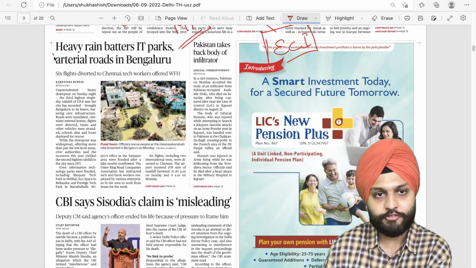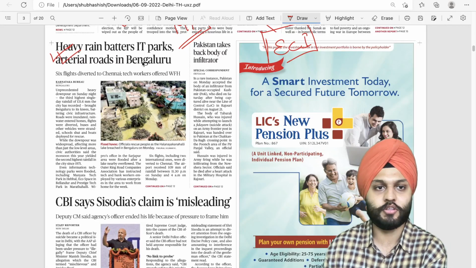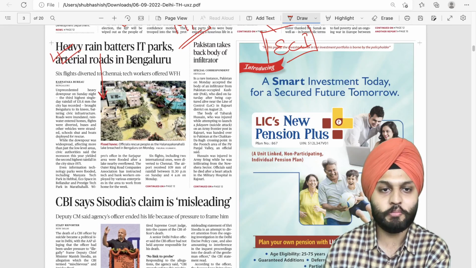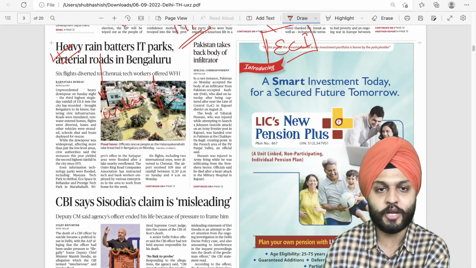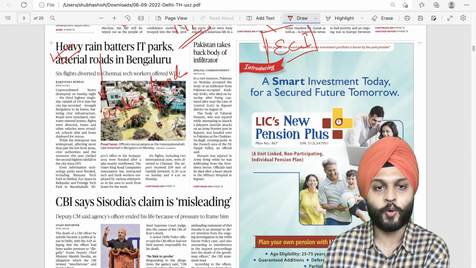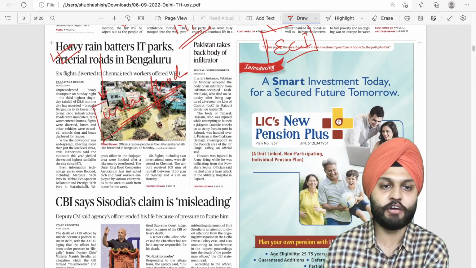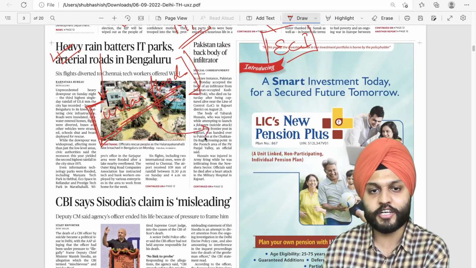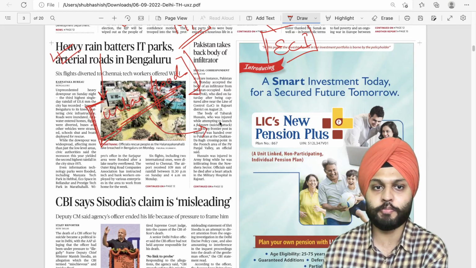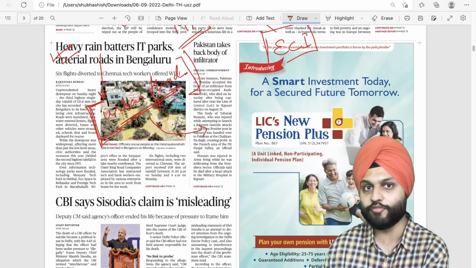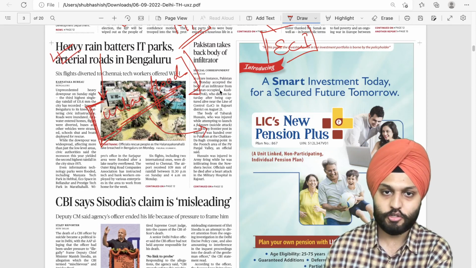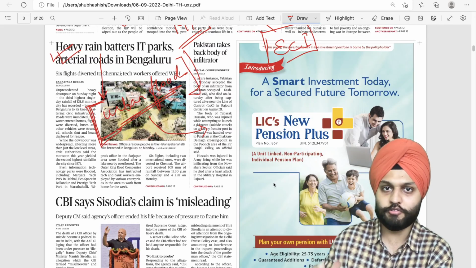Next, heavy rain batters IT parks, arterial roads in Bangalore. So what are we talking about? The issue of urban floods and what needs to be done. What are the reasons responsible for it? We should have a note ready for this. And we have everything on our channel IASPrimers. So you can just type urban floods space IASPrimers without space. So just type that, you'll get all the notes in a video form.